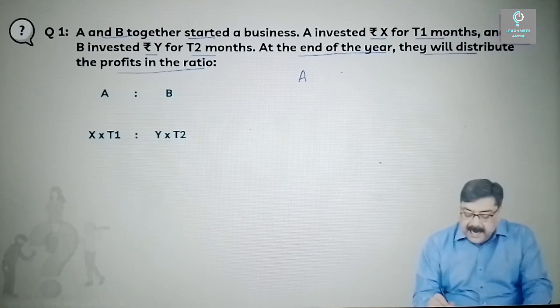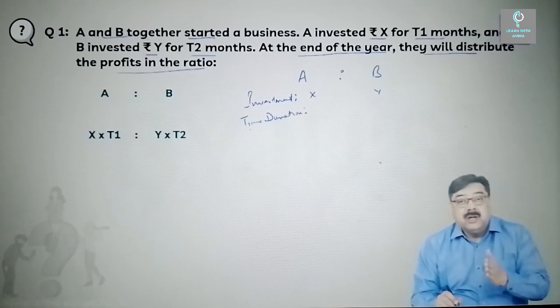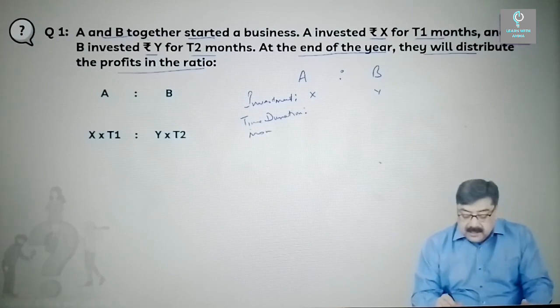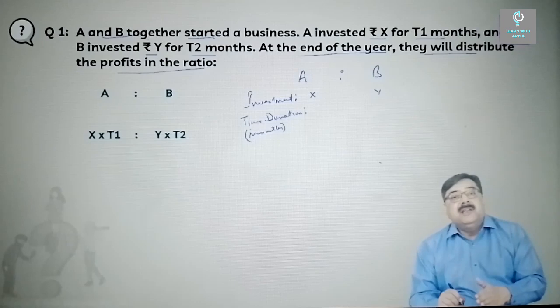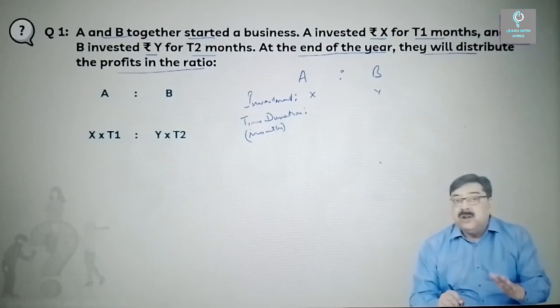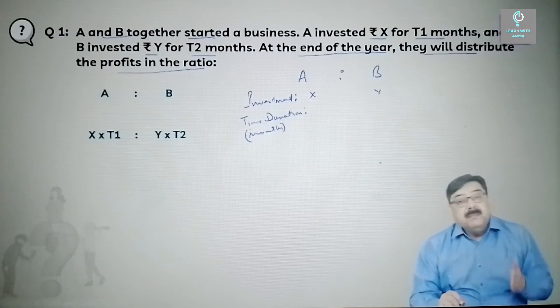So A and B have made an investment. The investment here is rupees X and rupees Y respectively. The time duration for which they make this investment, when we are talking about a particular year, might be in months. A might have started the business, let us say in January. Till December, his money was there in the business, that is for 12 months. And B joined him, let us say 3 months later, that is in April. Then B's money would stay in the business for 9 months.